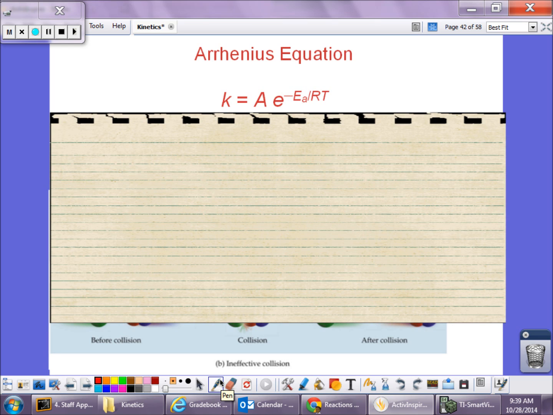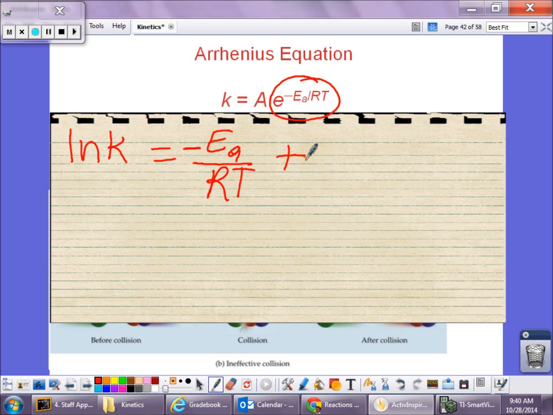Listen carefully. I'm going to take the natural log of both sides. So I have the natural log of k, our rate constant, equal to, if I take the natural log of this part, negative activation energy over RT plus the natural log of A. That A is a constant. It is called the Arrhenius constant. You don't have to worry about it.